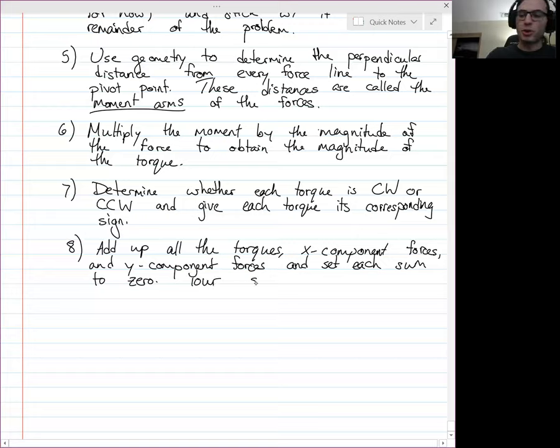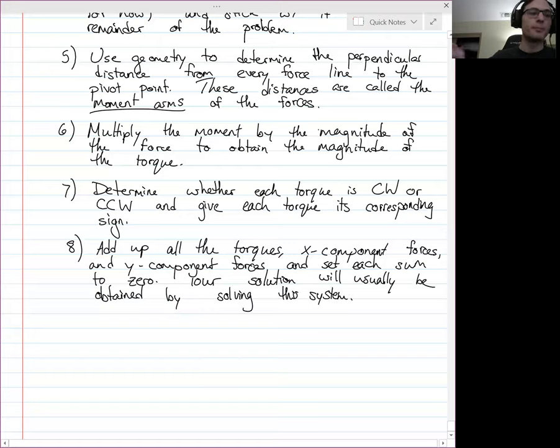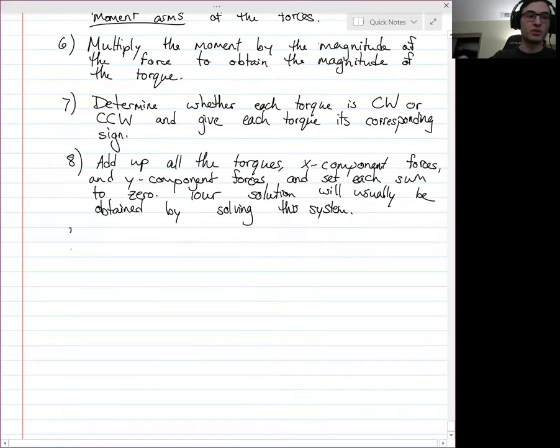Your solution to the problem, whatever you're solving for, will usually be obtained by solving this system of equations. If your solution is not there, go back to step four and repeat with a different pivot point.